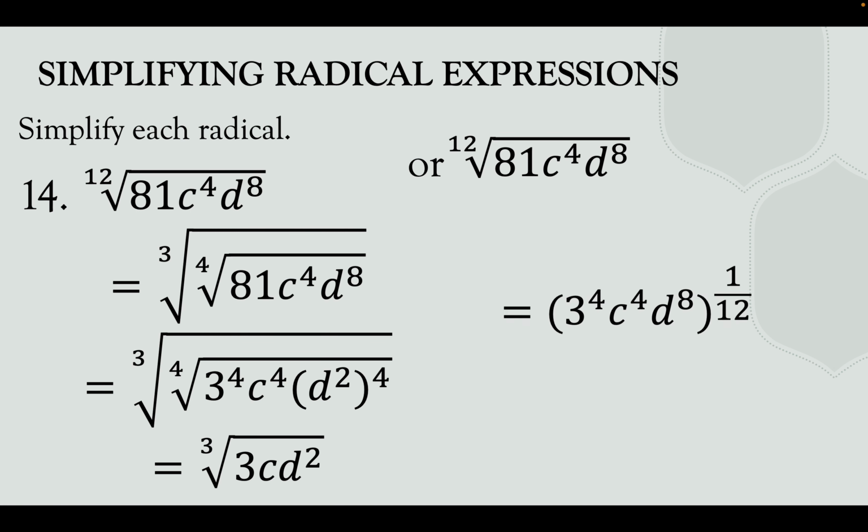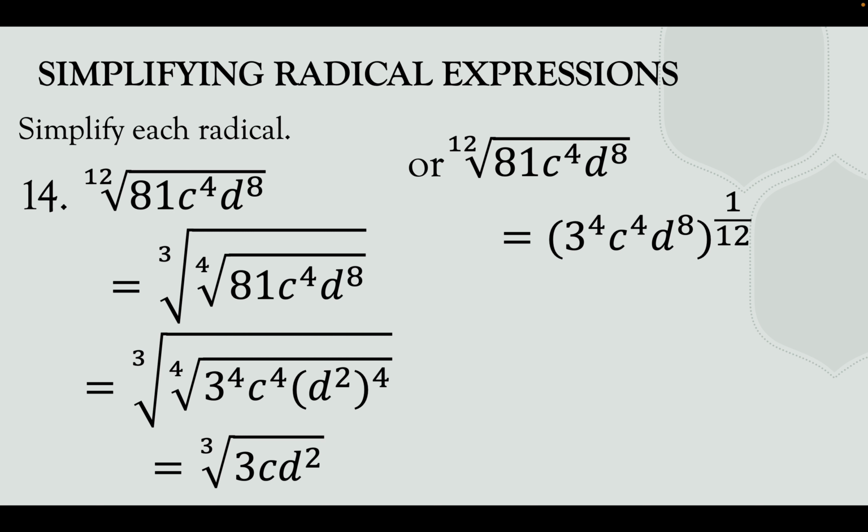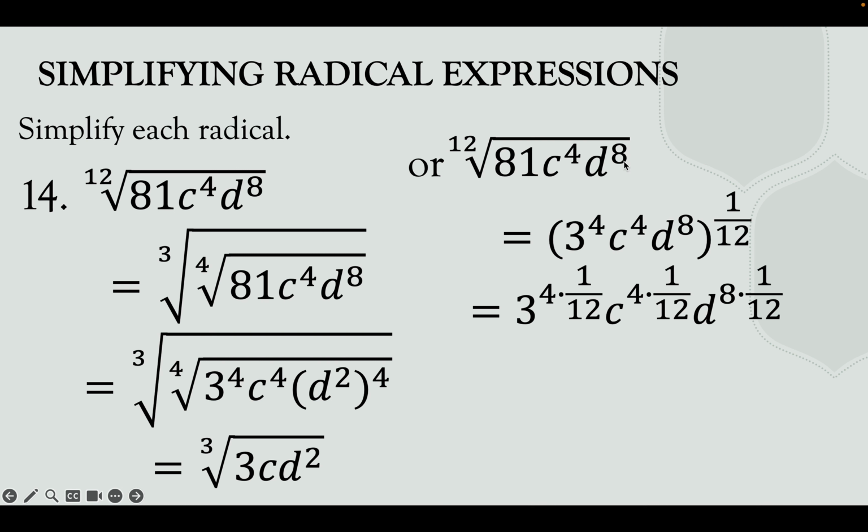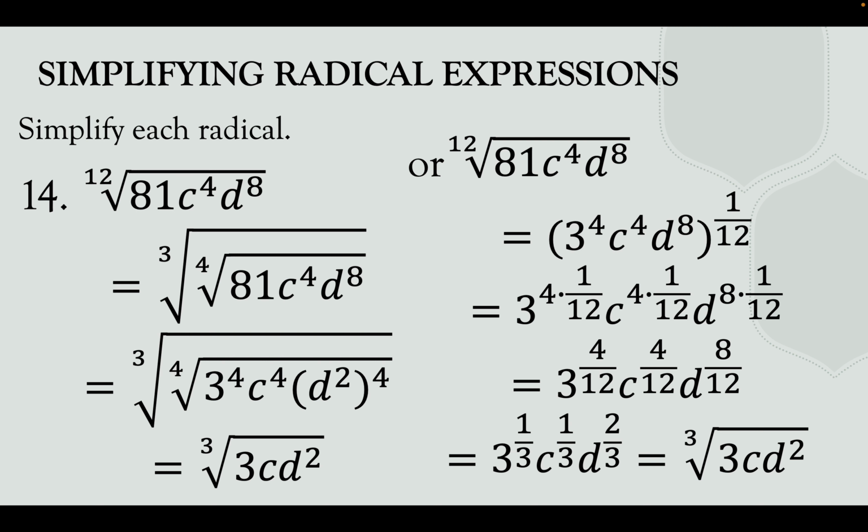Or you can change this one into rational exponent. We have 3 raised to 4, c raised to 4, d raised to 8, all raised to 1 over 12. And then you distribute the exponent to the exponents of the variables here. So we have 3 raised to 4 times 1 over 12, c raised to 4 times 1 over 12, d raised to 8 times 1 over 12. So simplify, we have 3 raised to 4 over 12, c raised to 4 over 12, d raised to 8 over 12. Now, simplify. So we have 3 raised to 1/3, c raised to 1/3, d raised to 2/3. And then you change that one into radical form. We have the cube root of 3cd squared.